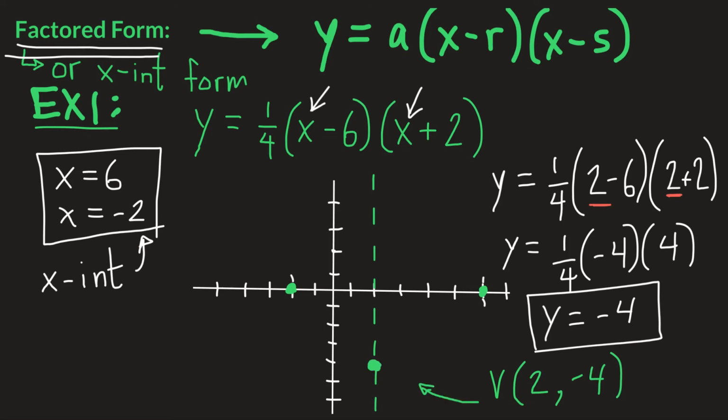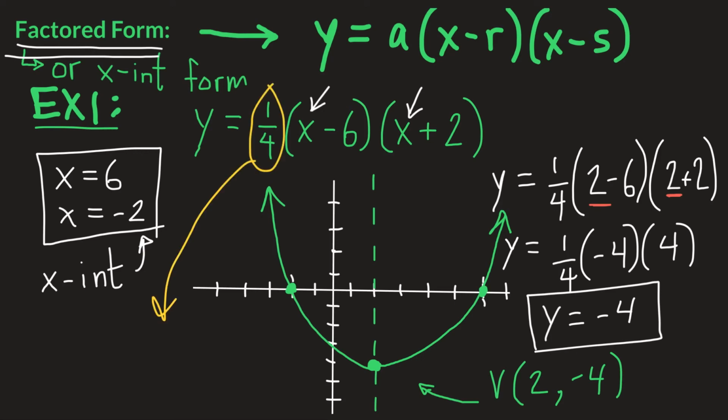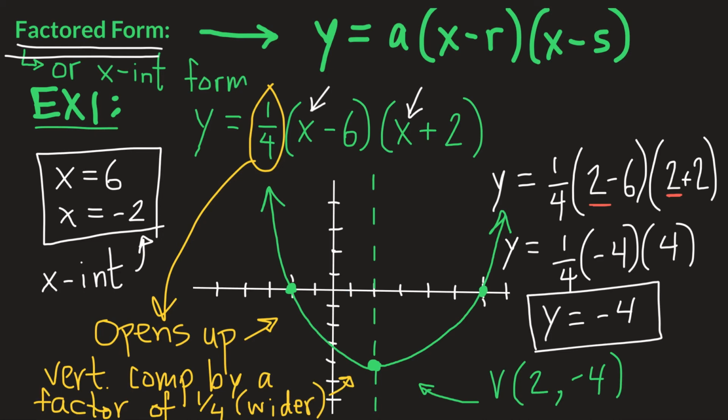Now we can draw a continuous curve that connects the vertex with both x-intercepts. And we can see that the parabola opens up. It looks like a vertical compression of a quarter, and the parabola passes through both of the appropriate x-intercepts.